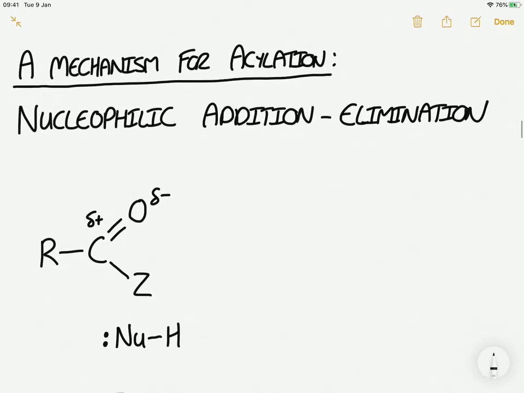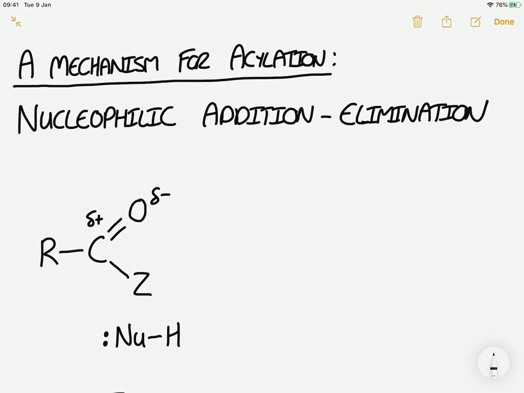Right then, this is one of the ways that acylation can occur. We introduce a new mechanism here. The name of it is nucleophilic addition elimination. That name comes as a package. It is not something you can separate. It is nucleophilic addition elimination, hyphenated.